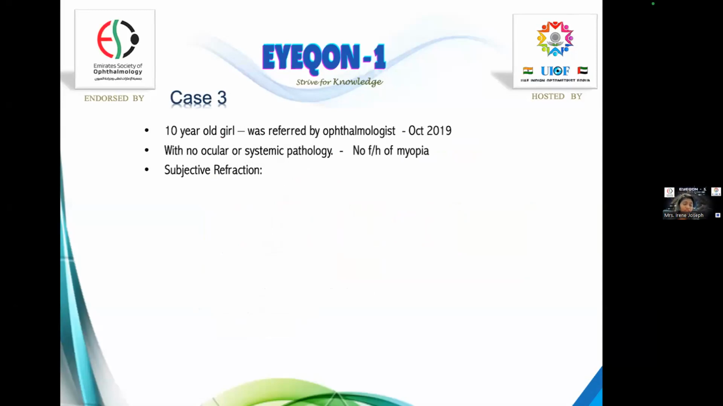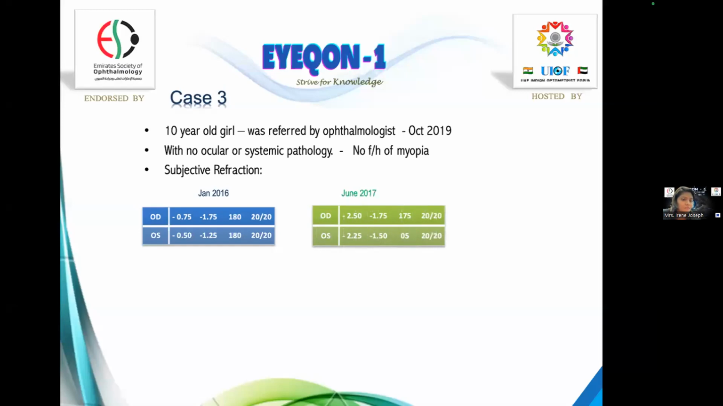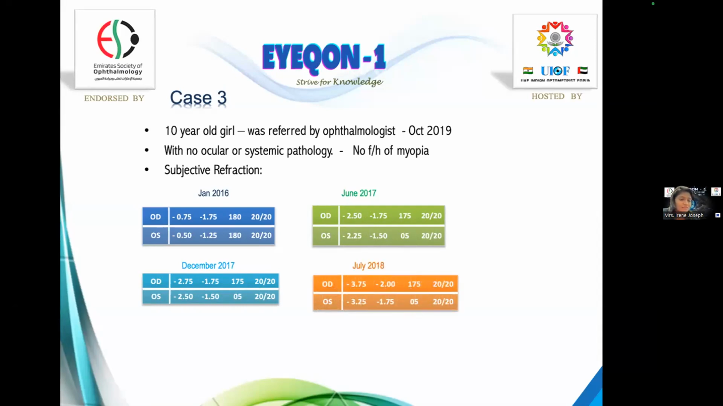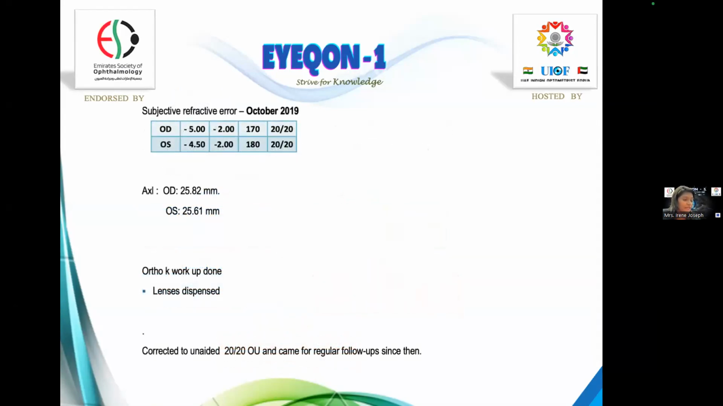So the third case is a 10-year-old girl. She was referred by an ophthalmologist in October 2019. She had no ocular or systemic pathology and no family history of myopia. When her file number was given, I checked the old records and found that she started off in 2016 as a -0.75 and -0.5 diopter myope, with some amount of astigmatism. Then she increased to -2.5 and -2.25 diopters in June 2017. Within a year, she was 2 diopters more, and over the years her myopia just kept increasing. In February 2019, she was -4.5 and -3.75. But when she came to me in October, she was already -5 and -4.5.